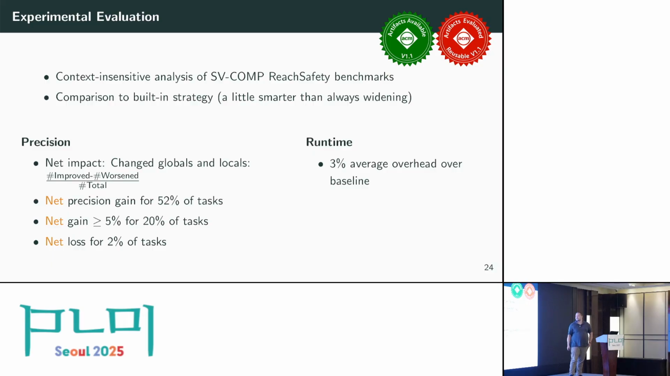The other interesting metric is always how is the runtime. And here we found that the overhead was not too terrible. So we had a 3% average overhead over the baseline, which is a price you might be willing to pay to get more precise values for the globals.